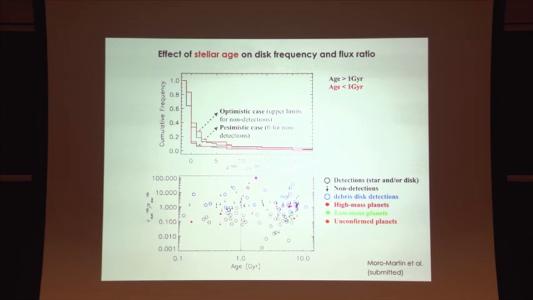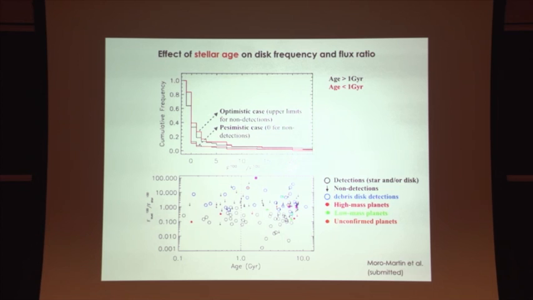So I have two plots here. This is the cumulative frequency of the excess ratio. This is the ratio of the, I'm missing one thing here. So this is the flux at 100 microns from the dust divided by the flux at 100 microns from the star. So there is a star missing here, right? This is the flux ratio, so dust divided by photospheric emission. And this is the cumulative frequency, so the distribution.